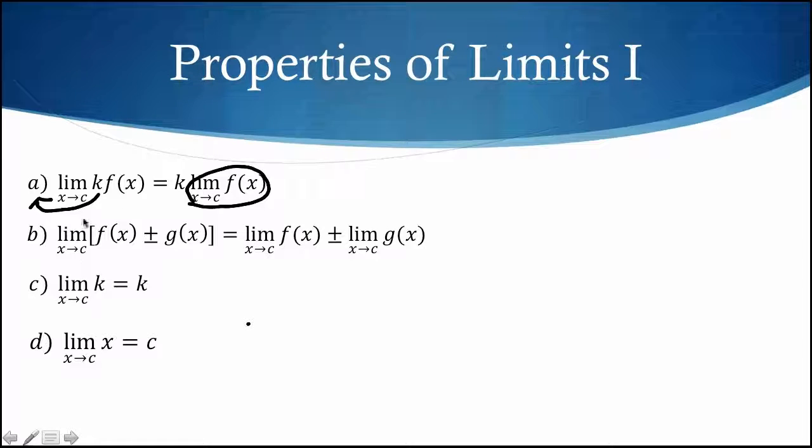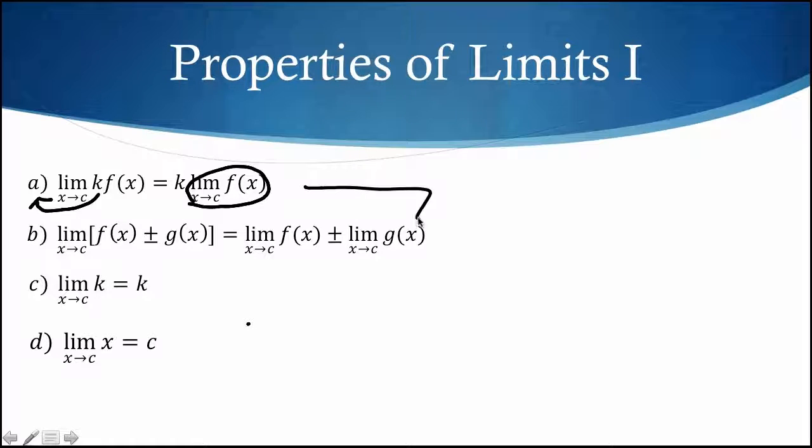Now the next property says that if you take the limit of two functions that you're adding, then this is the same thing as adding the limits of the functions separately. So if you're doing f of x plus g of x, then you can do the limit of f of x and g of x separately, then add or subtract them.